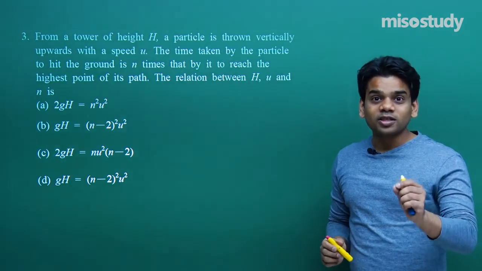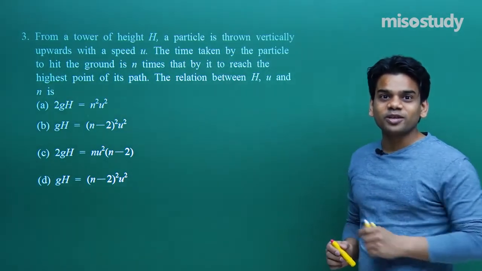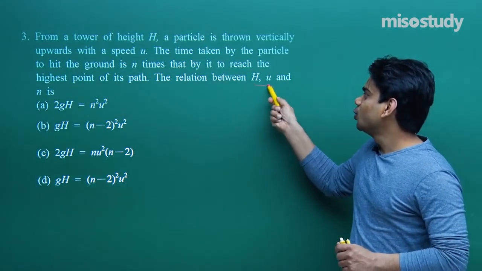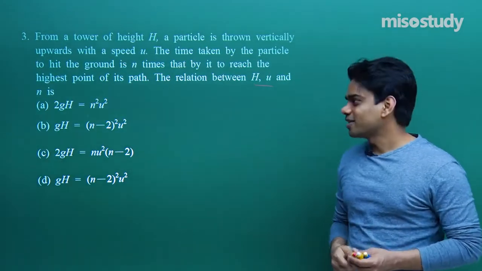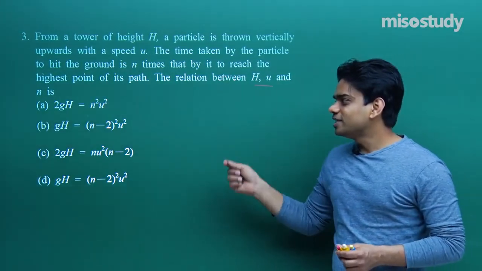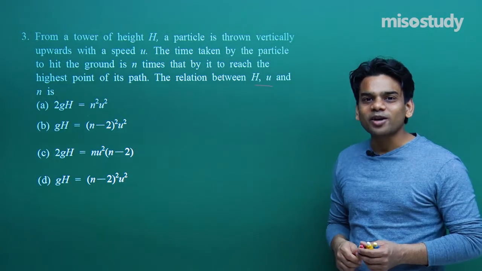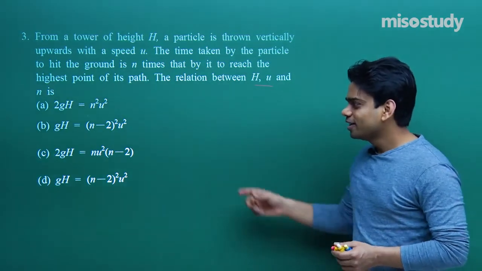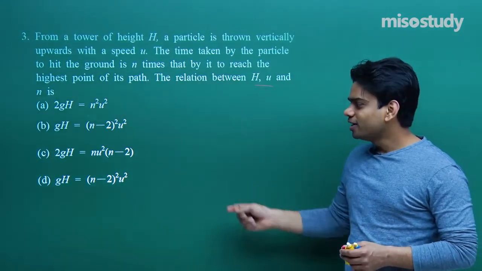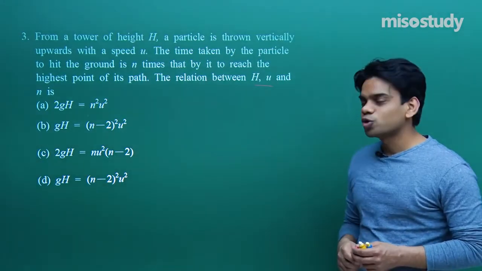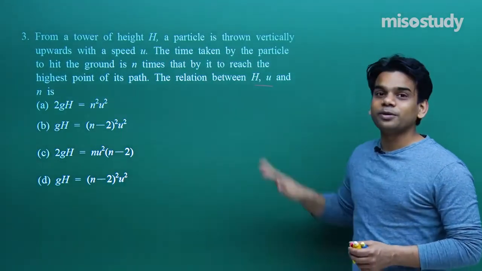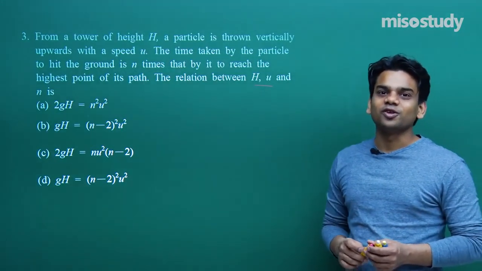What you can do, you can pause the video and read this statement once again on your own. We have to find the relation between h, u and small n, and that is given as option A, 2gh is equal to n square u square; B, g into H is equal to n minus 2 whole square into u square; C is 2gh equals nu square into n minus 2; and D is gh equals n minus 2 whole square into u square. So we don't know which of these options will fit best as per the given relation in the question.